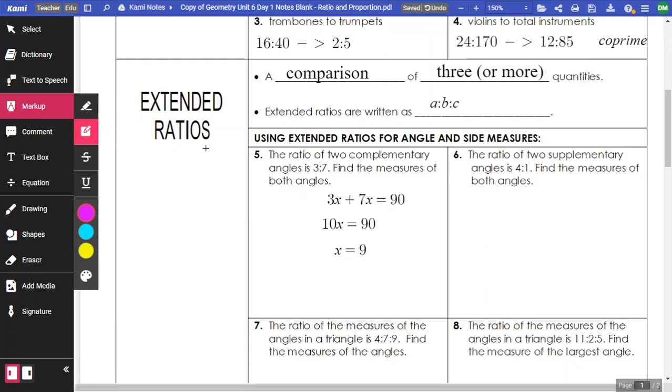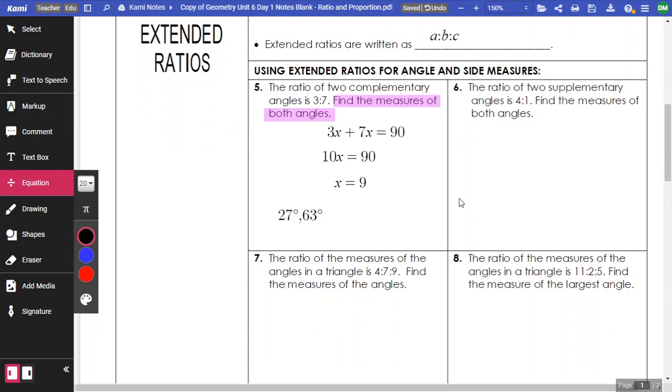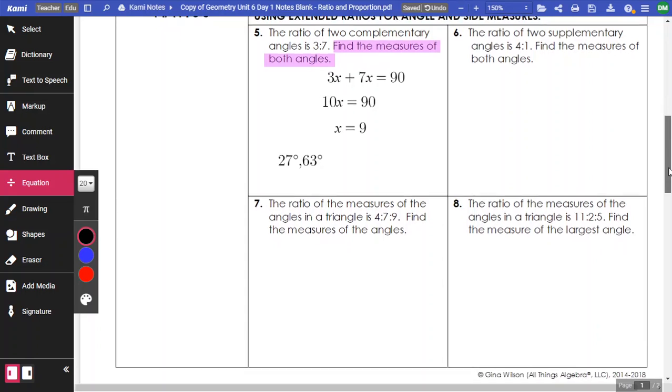And then always be careful and ask yourself, what is the question actually asking? It's asking us to find the measures of both angles, so we need to multiply. So we've got 3 times 9 and 7 times 9. So our two angles are 3 times 9, 27 degrees, and 9 times 7, 63 degrees. And you can go ahead and check that in your calculator, but those two do add up to 90 degrees. Okay, number 6 I will leave for you. And number 7, let's look at a triangle.